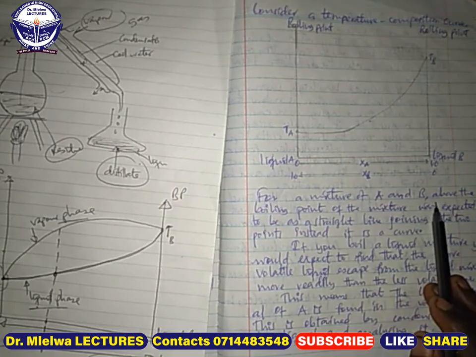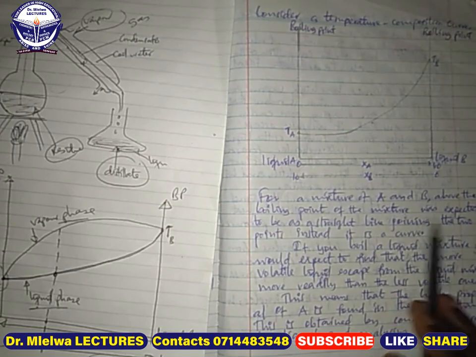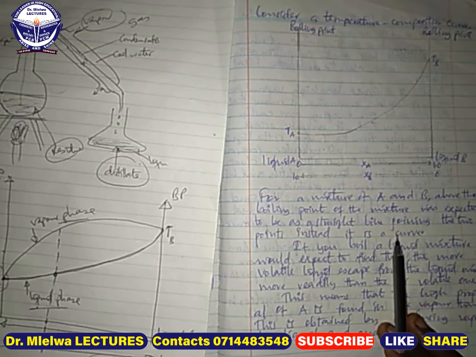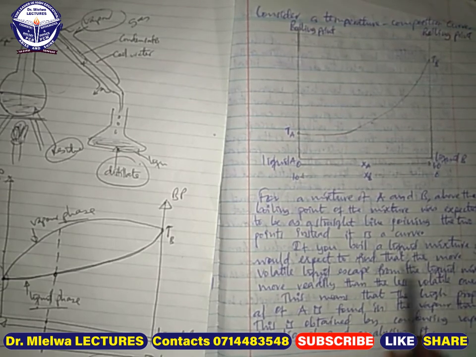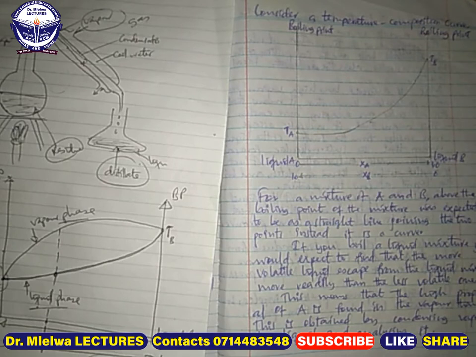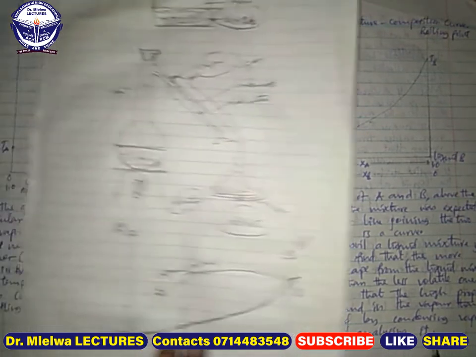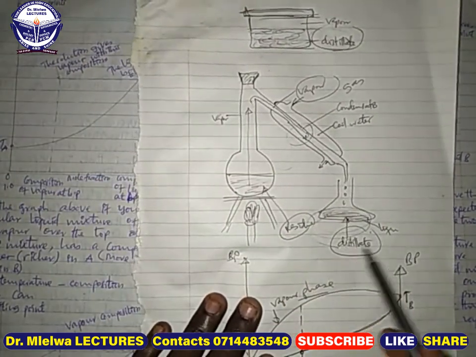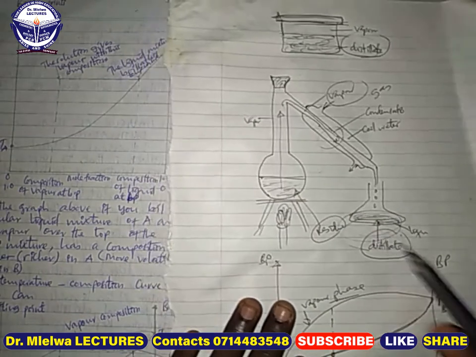So for a mixture of A and B above, the boiling point of the mixture was expected to be a straight line joining the 2 points. Instead it is a curve. If you boil a liquid mixture, you would expect to find that the more volatile liquid escaped from liquid mixture more readily than the less volatile one. This means that the high proportion of A is found in the vapor than B. This is obtained by condensing vapor to liquid and analyzing it. So tukicondense vapor hapa tukaweka kwenye liquid na tukaifanyia analysis, tutapata kujua kwamba ipi iko nyingi zaidi.